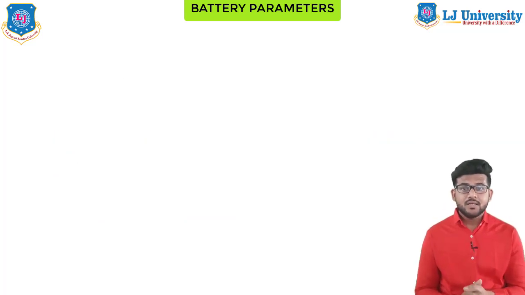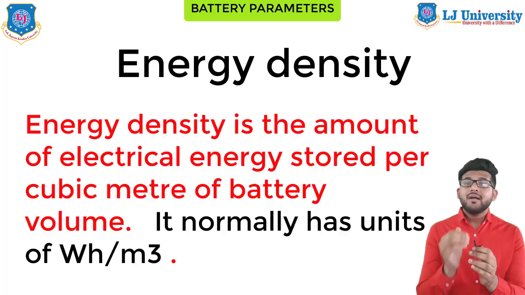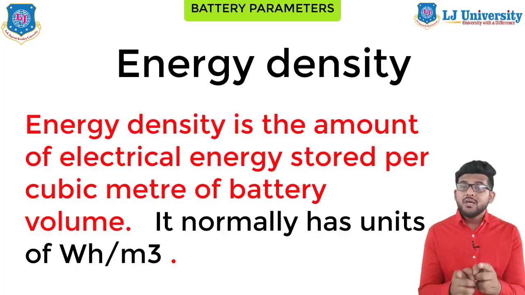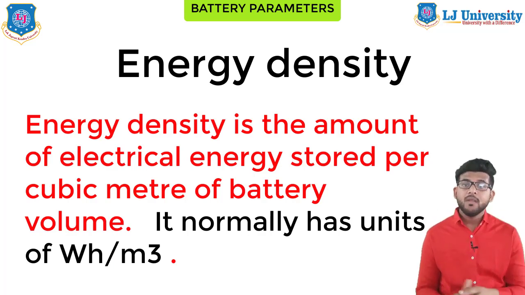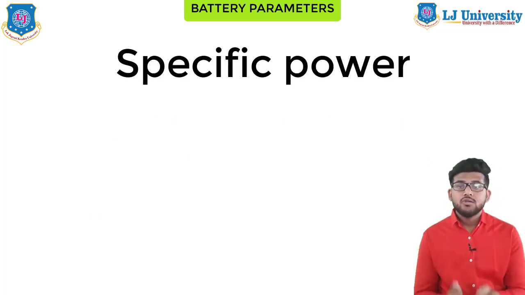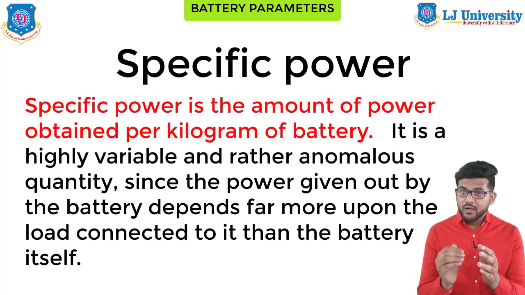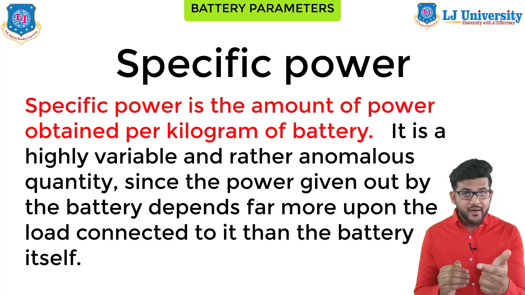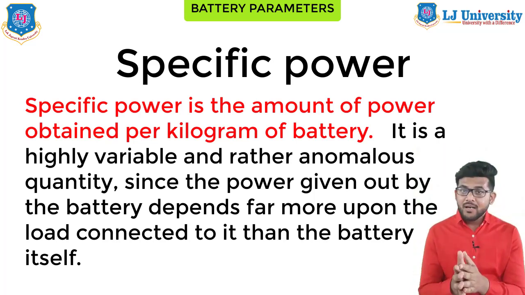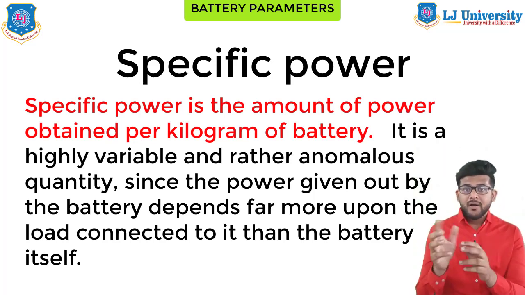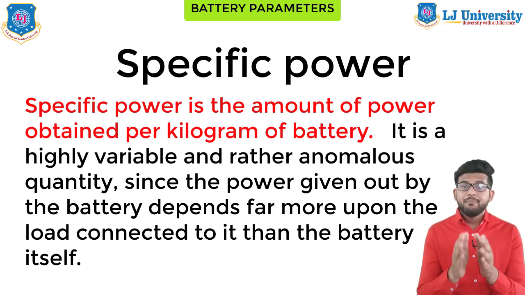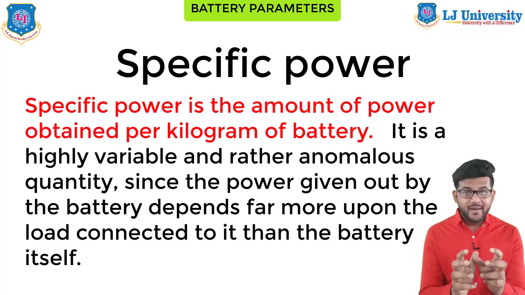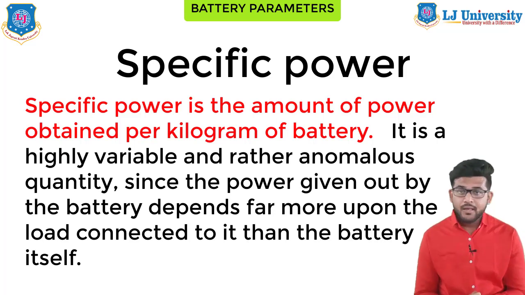Next is energy density. It is the amount of electrical energy stored per cubic meter of battery volume, and it is shown in watt hour per cubic meter. Now next is specific power. Specific power is the amount of power obtained per kilogram of battery. It is a highly variable quantity, since the power given out by the battery depends far more upon the load connected to it and the battery itself.